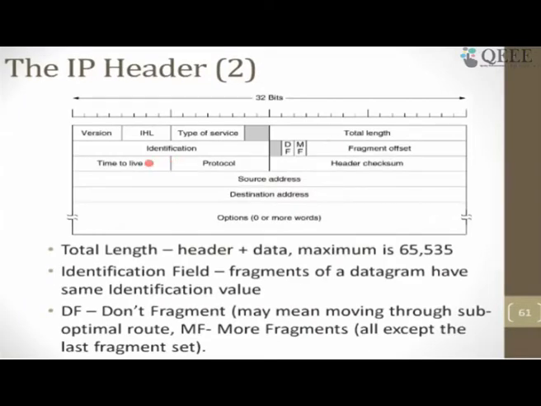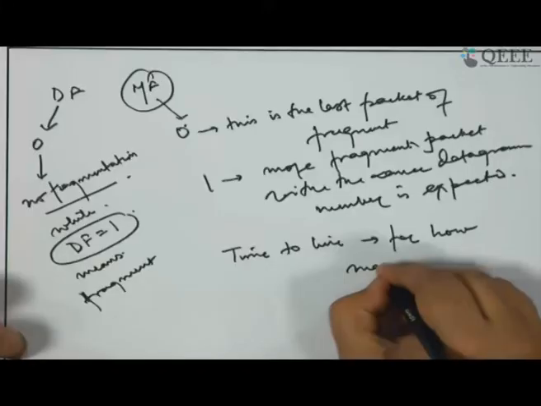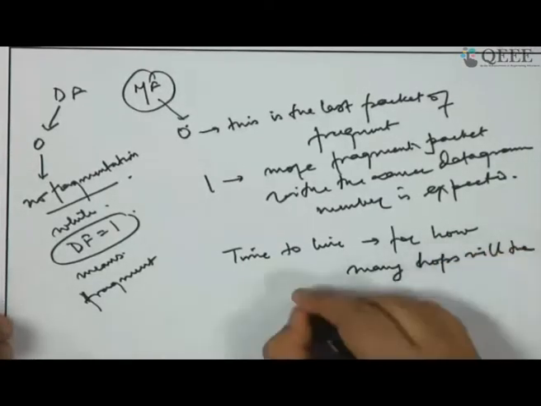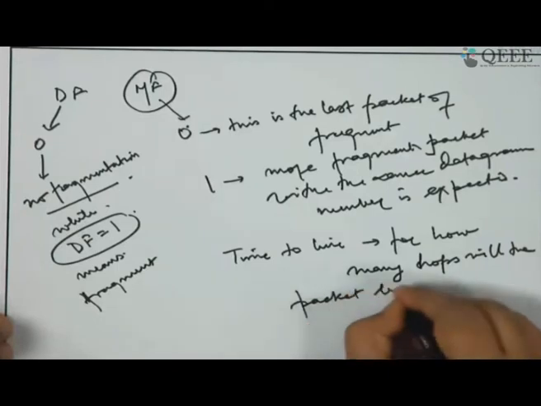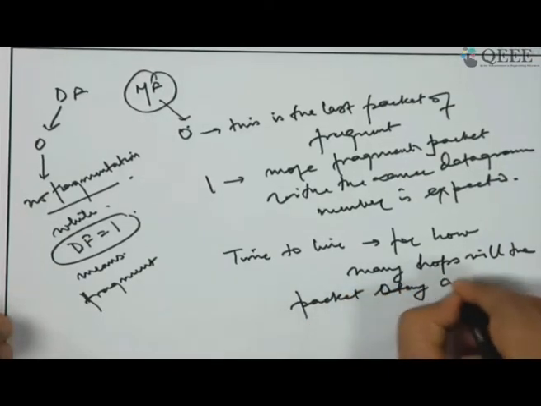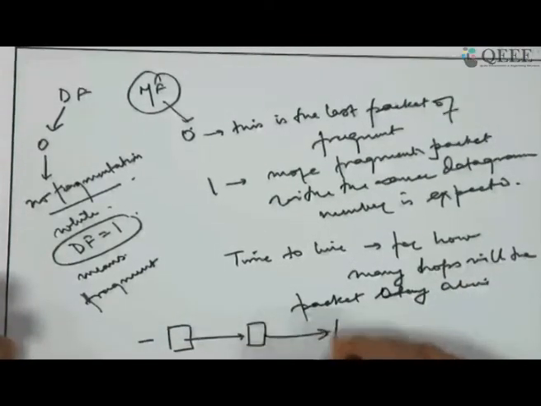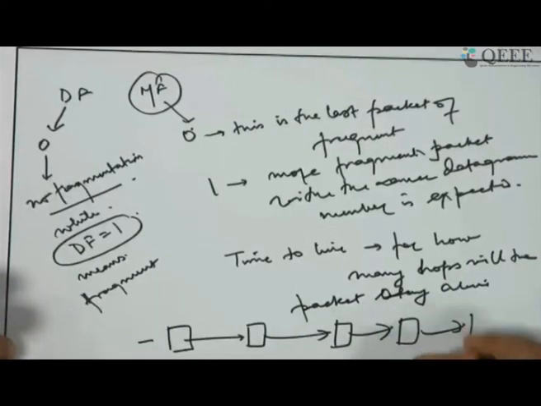Okay, so the other thing is time to live. Time to live is an important component. Time to live means for how many hops will the packet stay alive. What does that mean? A packet goes from one router to the next router to the next router. So, if it continues to go on, after some time the packet will be dropped.